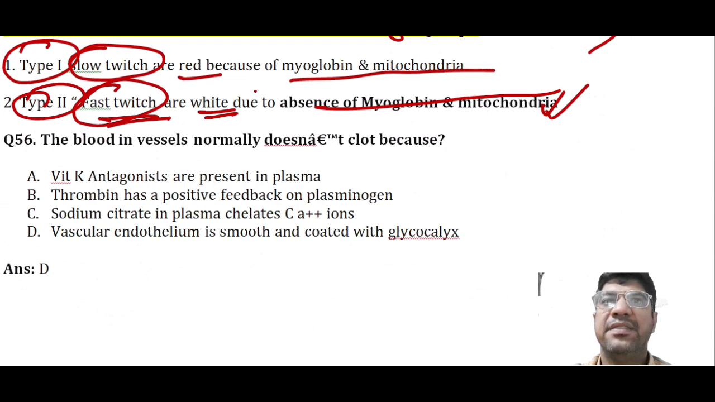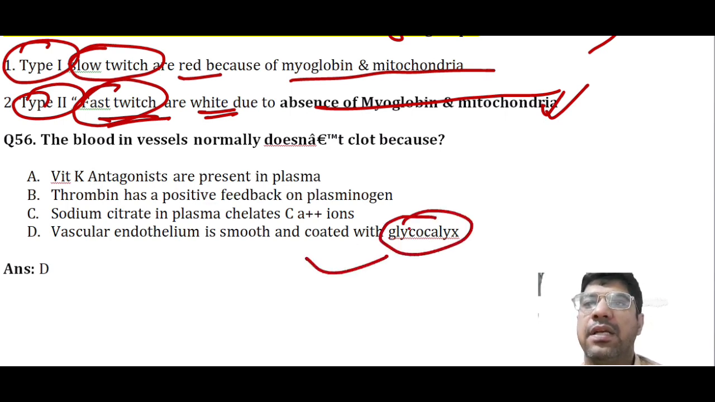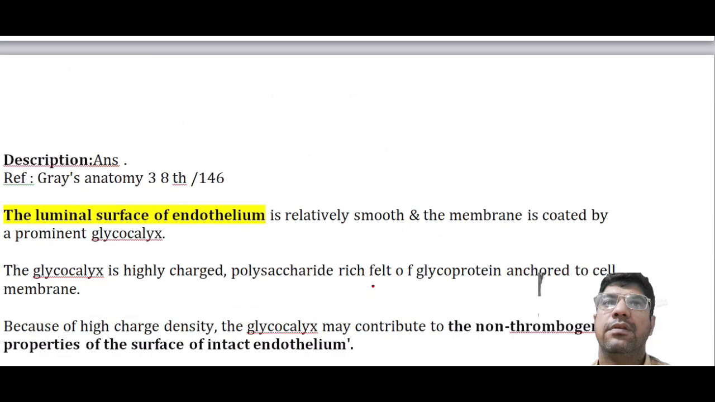The blood vessel normally does not clot because... this question was discussed earlier also. The inner lining of blood vessel is called vascular endothelium. This endothelial layer is smooth and has a special coating known as glycocalyx, which is made up of charged polysaccharide rich proteins. So glycocalyx is highly charged and plays a role in preventing blood clotting.